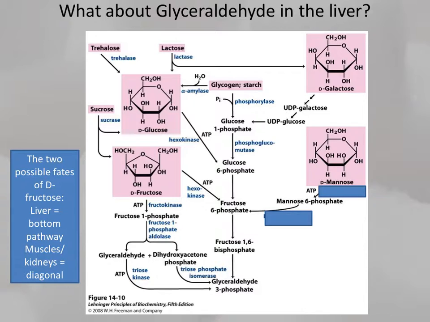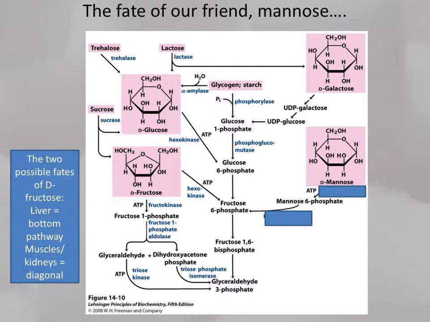We're going to go up here now to look at mannose and galactose and the other sugars. So we have mannose. Mannose is a monosaccharide, but it's a different one than glucose. We can utilize it and ultimately get energy. The first step is mannose becomes mannose 6-phosphate at the expense of an ATP.